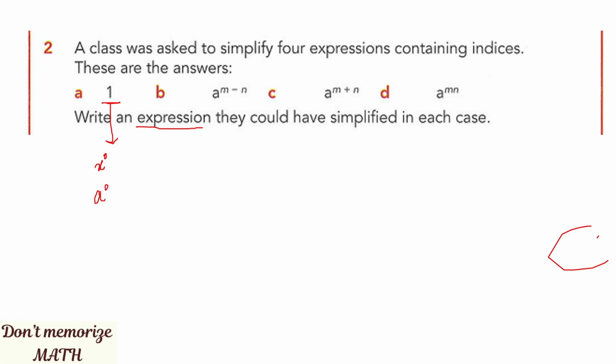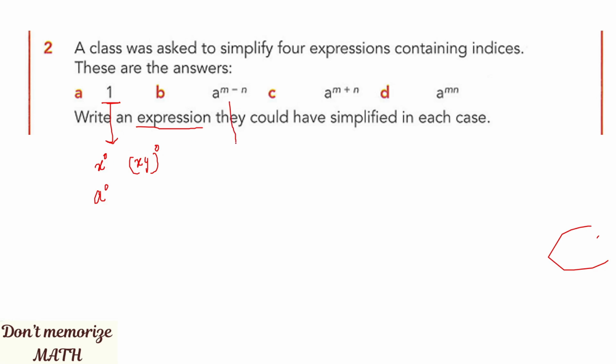No, don't write 100 raised to 0. It is also 1, no problem, but here they are mentioning an expression. Or you can write xy whole raised to 0. Everything refers to 1. Okay, the answer will be 1. So 1 you can write as x raised to 0 or a raised to 0, like that.